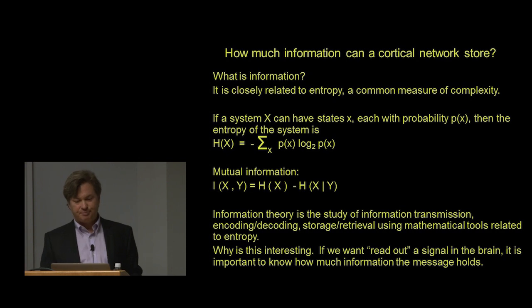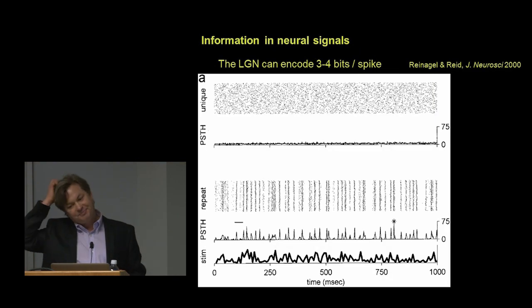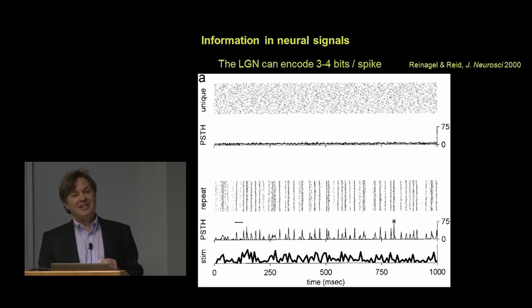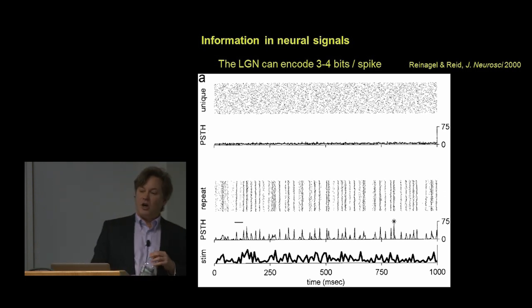I just have two more slides. One is from a period in my life that ended 10 years ago, where we were looking at spike trains in the thalamus and the cortex a lot, and with two really wonderful postdocs, Pam Reinagel and Yang Dan, we did a number of studies on information in neural signals using what I told you about. And the bottom line of this study that we did 12 years ago is that the LGN can encode 3 to 4 bits per spike. In this case, it was potentially encoded, but we and others have papers where we actually decoded this information.